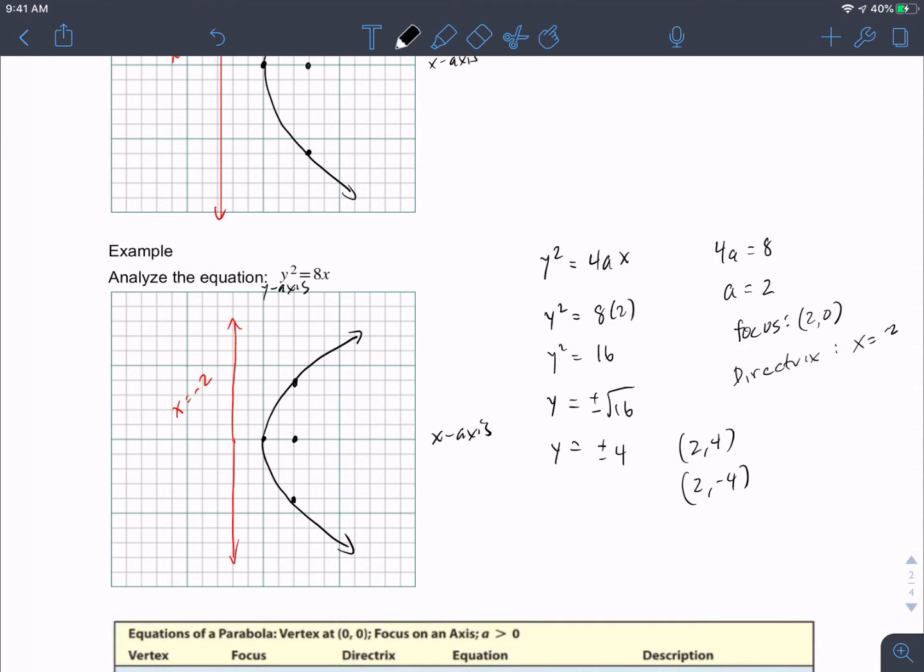Now, so far the parabolas that we've looked at have opened to the right or to the left. Both that we've looked at have opened to the right.